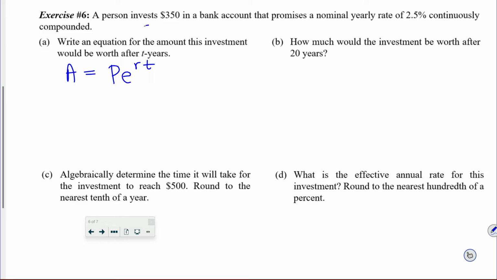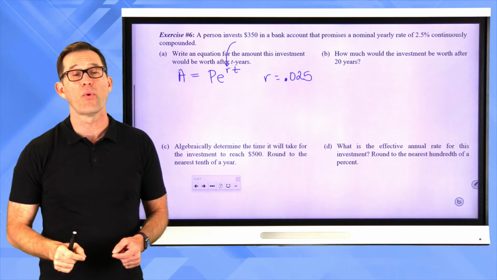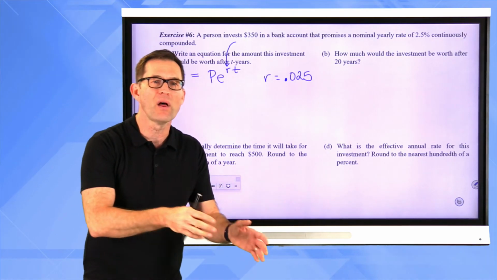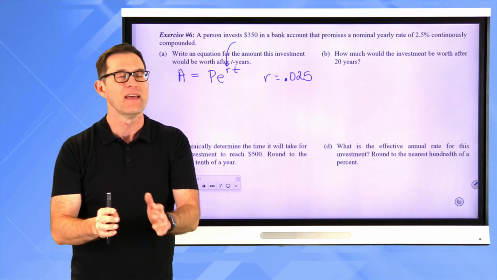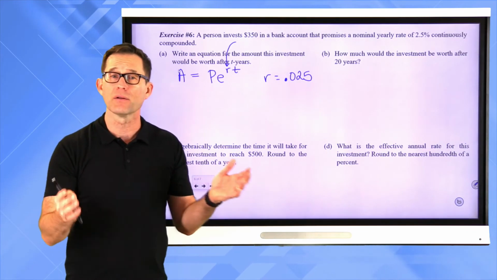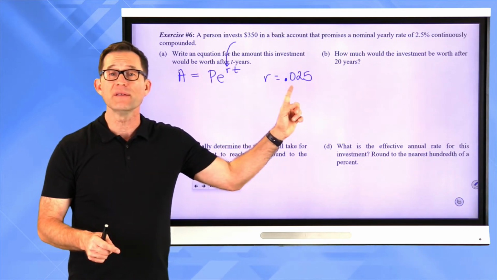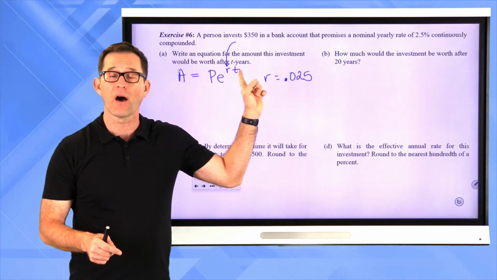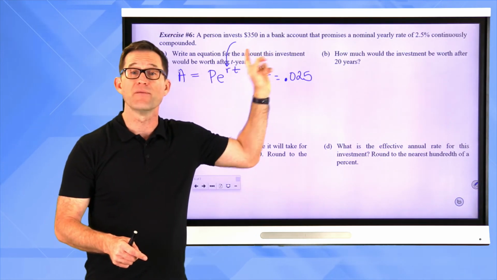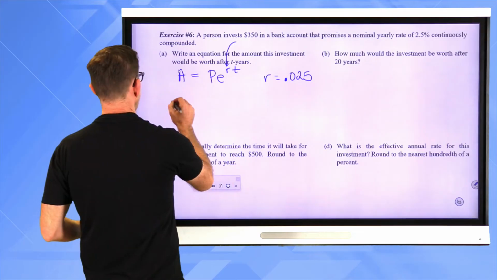The thing that can really get to students is the r value. So the r value here is 0.025. It is not 1 plus 0.025. In all other cases, we always had this 1 plus r divided by n. That goes out the window when we're talking about continuous compounding. Here, literally, it's e raised to the 0.025 times t. Now, what's the original P? The principal is how much we invest at the beginning, which is $350.